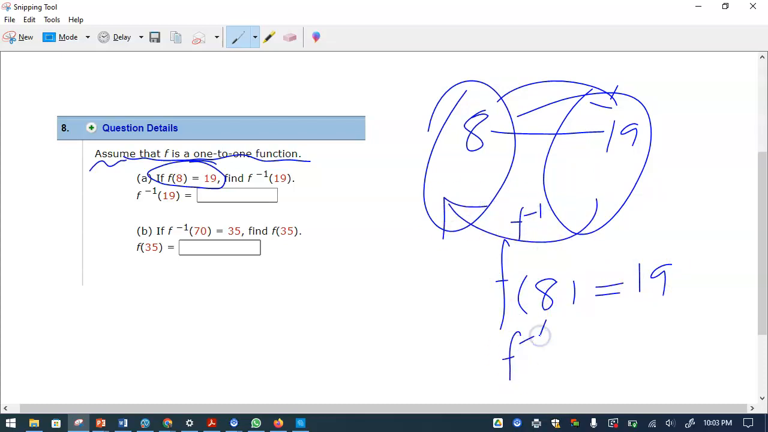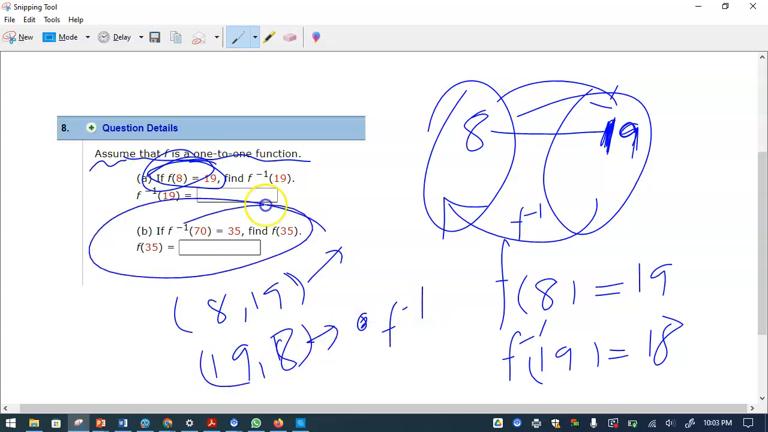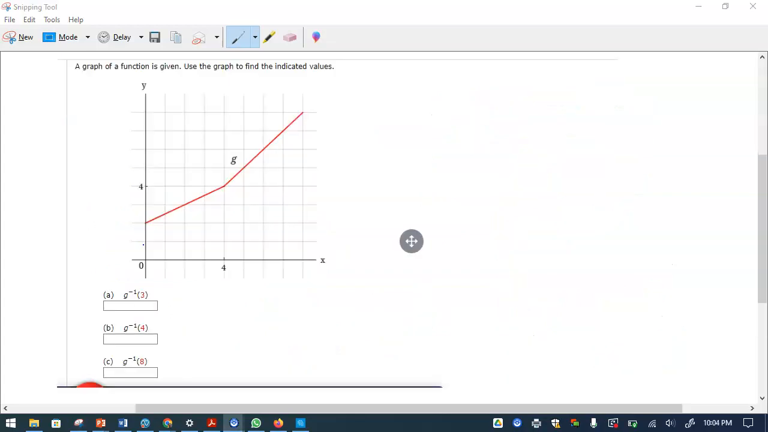So the new function, which is the inverse function, takes the output. So this is the output, which is the range, becomes the domain, that is 19 goes back to 8. It means if (8, 19) is a point on the graph of f, then (19, 8) becomes the point on the graph of f inverse. Same thing is the other one you can do. Let's go to the next.